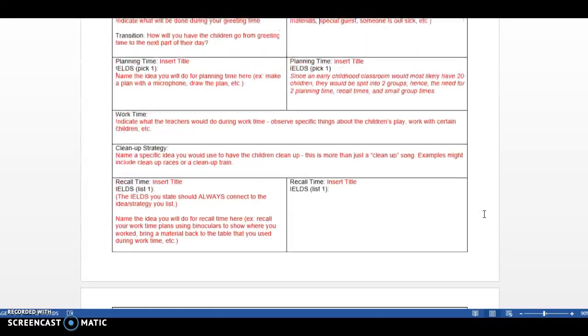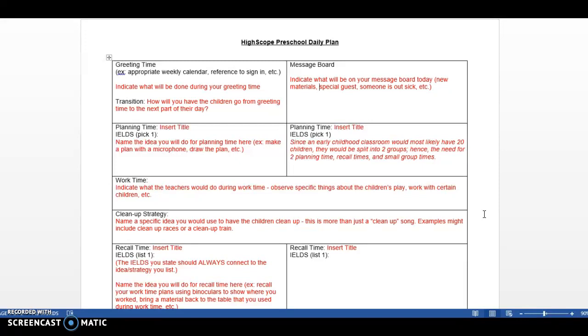I've included this template on Blackboard. You can just call it up, you can edit it, just take out all of the red text in it, because again, I don't need the red text. That's for your benefit, not for mine. If you have any questions about this, please don't hesitate to reach out and contact me.